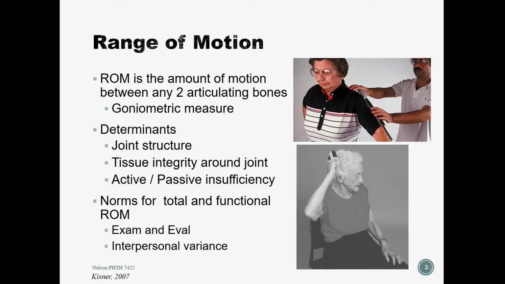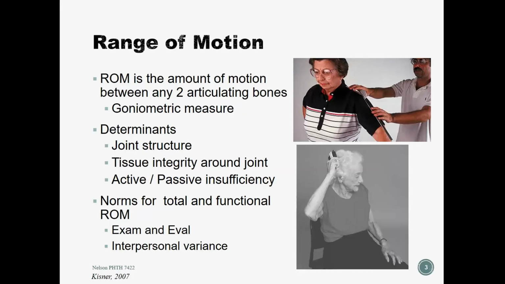So what determines the amount of motion is really the structure of the joint. So that's where your convex, concave information or relationship comes in, and also the health of the joint. What's the tissue integrity around the joint? The capsular ligamentous structures, the ligaments that are part of that capsule or separate from, and then the other tissues that cross that joint, so ligaments or tendons that might have an impact.